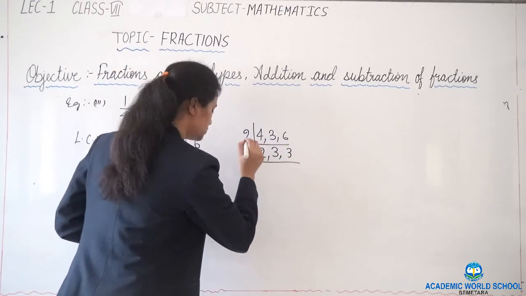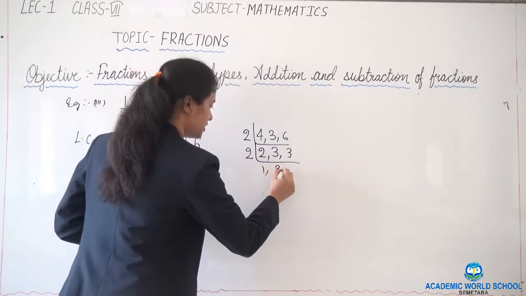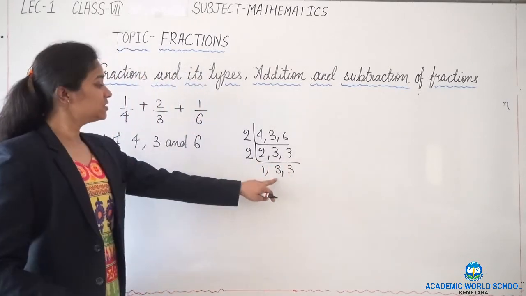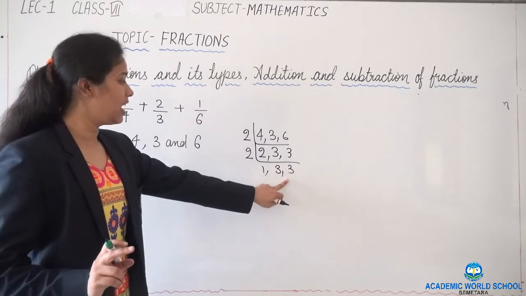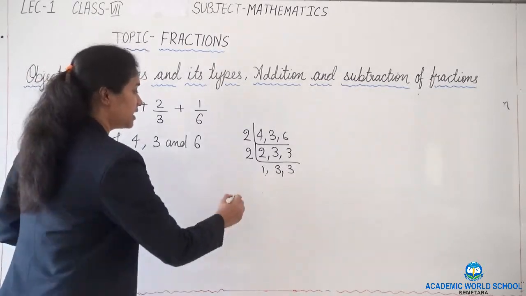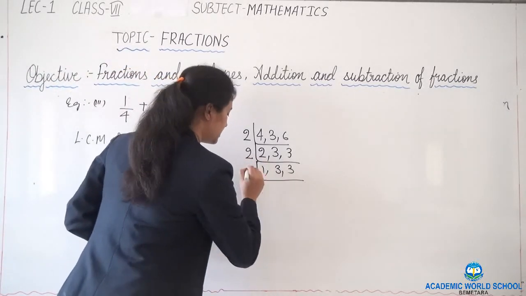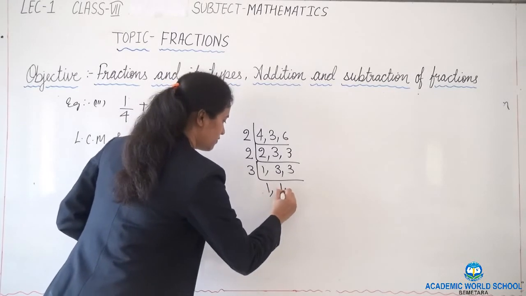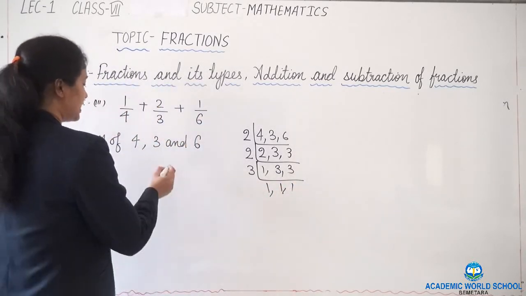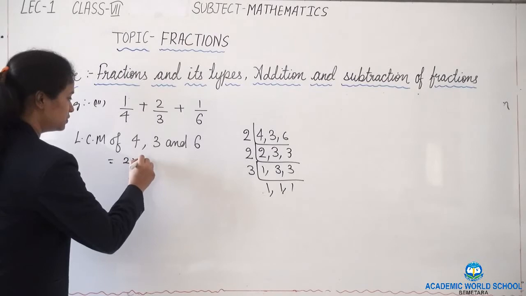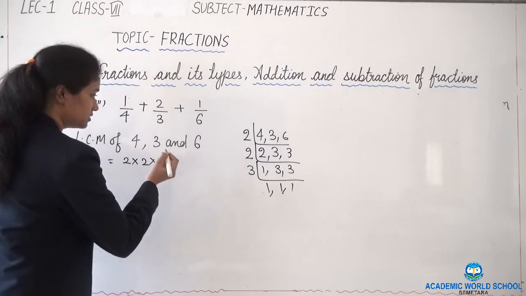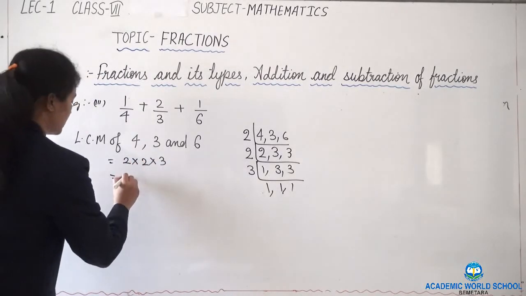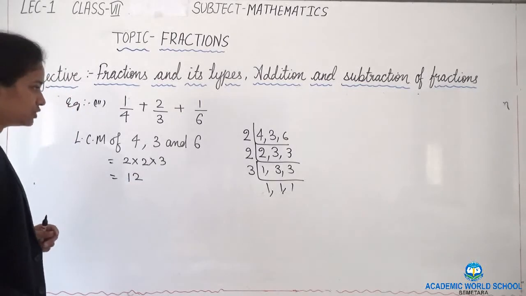Again, I have taken 2 here. 1, 3, 3. I write 3 and 3 because both of them are not divisible by 2. Now, the next prime number I am going to take here is 3. 1, 1 and 1. So, what LCM did I get here? 2 into 2 into 3. Again I got the LCM 12.